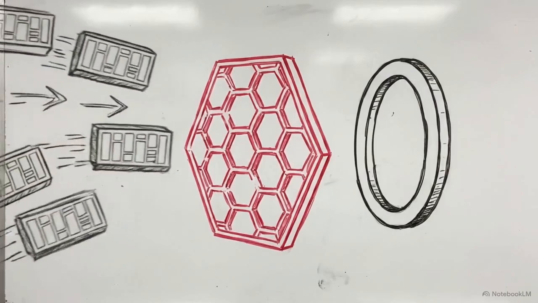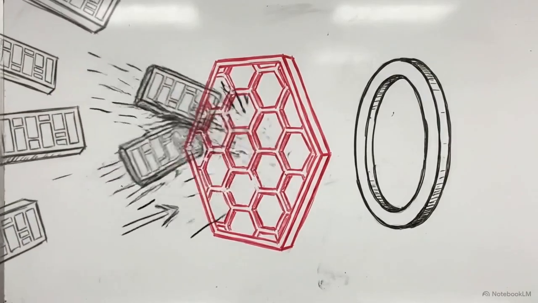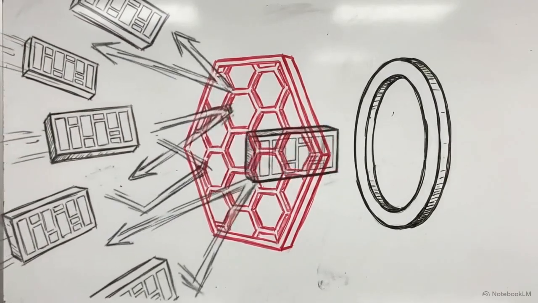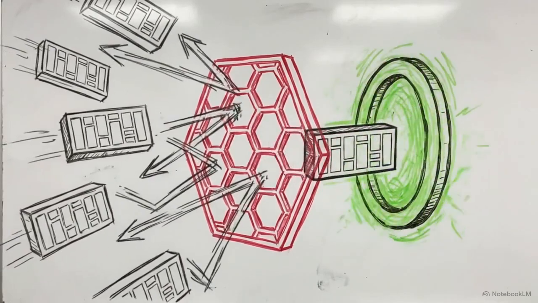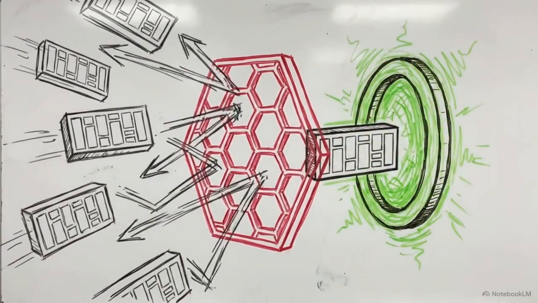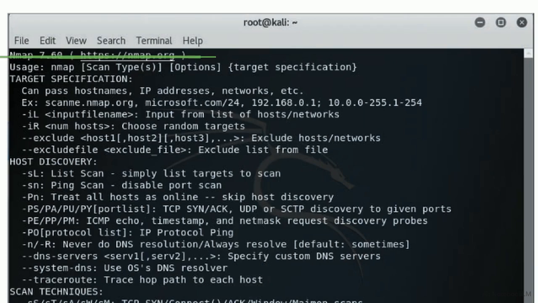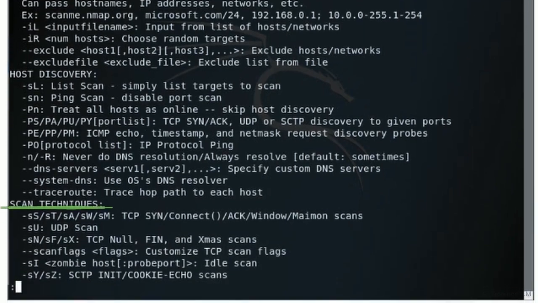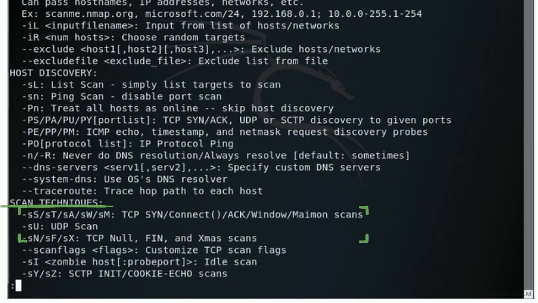Mapping a hardened network is an exercise in deduction. Match the correct flag anomaly to the target's firewall configuration to force a revealing response. Here we see Nmap, the definitive open-source standard for port scanning. Looking at the scan techniques, it executes the precise flag manipulations we just discussed, from SYN to XMAS scans.